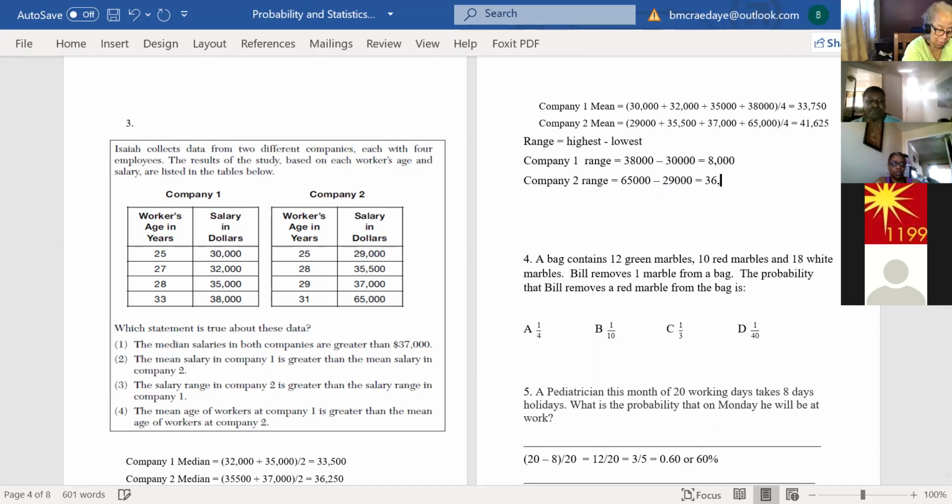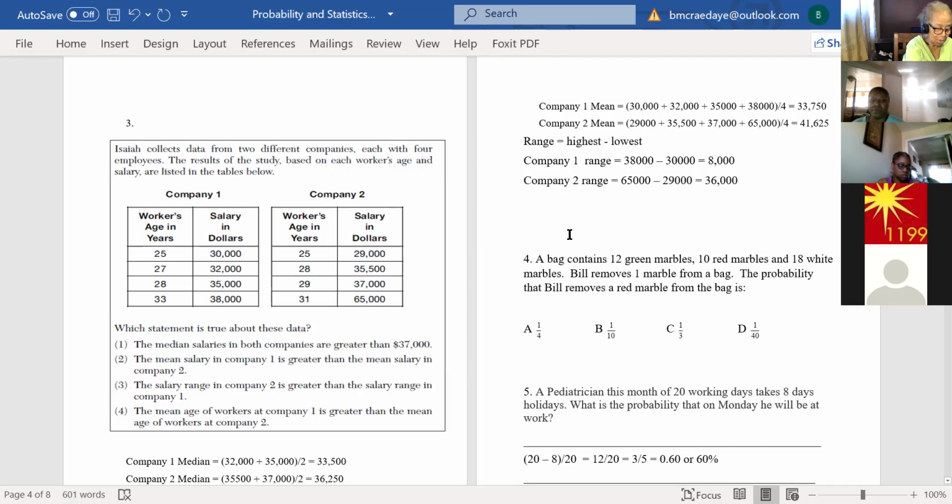That's 36,000. So yes, is the salary range in company two greater than the salary range in company one? Yes. So 3 is the correct answer. Now you don't have to do 4. For 4 you have to add up your mean ages and divide by 4. But since 3 answers the question, you really don't have to do the mean for the age for the workers. So the correct answer is 3.